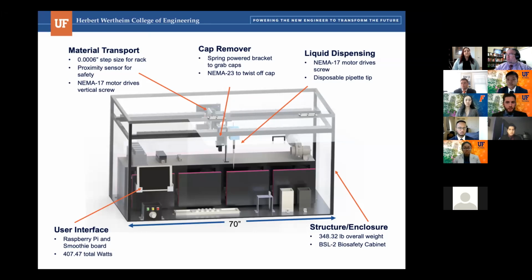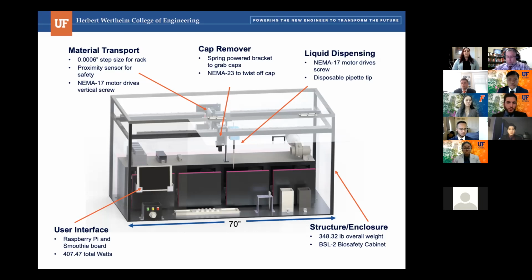There is also material transport, which uses a rack and pinion for 2-axis movement, as well as a lead screw motor for Z-axis movement. On top of this material transport, there is a cap remover, which removes caps from the tubes through a twisting motion, as well as removing well plate lids by having the user previously attach caps to the well plates. So it just grabs the cap and removes it.